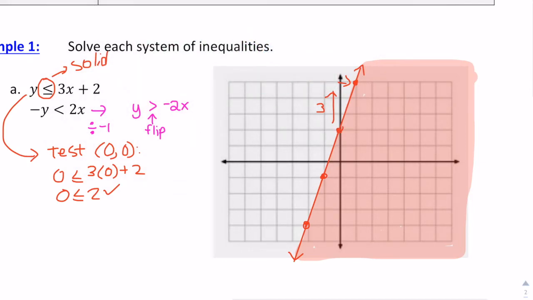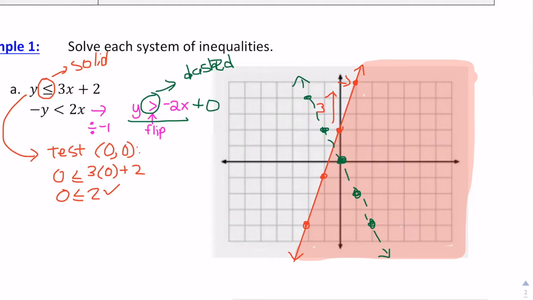For this second line, y is greater than -2x. Your y-intercept is 0. Slope's -2, so point at 0, 0, down 2 and to the right 1 to get to your next point, since my slope's -2. This time it's greater than without an equal to, so your boundary line's going to have to be dashed instead of solid, because you're not including the points on your line in your solution set. I hate drawing dashed lines. Okay, something like that.